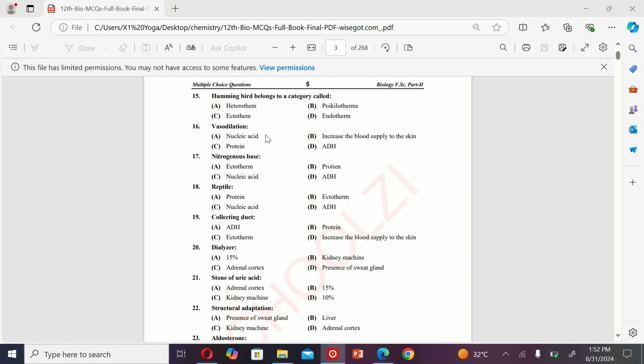The next MCQ is: vasodilation. A. Nucleic acid, B. Increase the blood supply to the skin, C. Protein, and D. ADH. So the correct option is B, increase the blood supply to the skin.